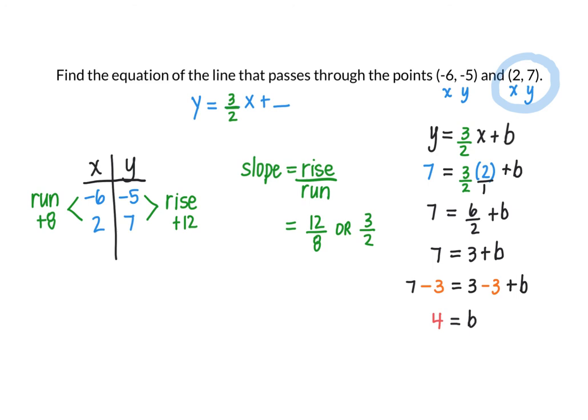We'll subtract 3 from both sides of our equation to isolate b and determine that b is equal to 4. Now that we have both our slope and our y-intercept, we can write the equation y equals mx plus b and substitute the m and the b appropriately. And that's how we can find the equation of the line that passes through 2 points by using a chart to find the slope and then algebra to find the b value.